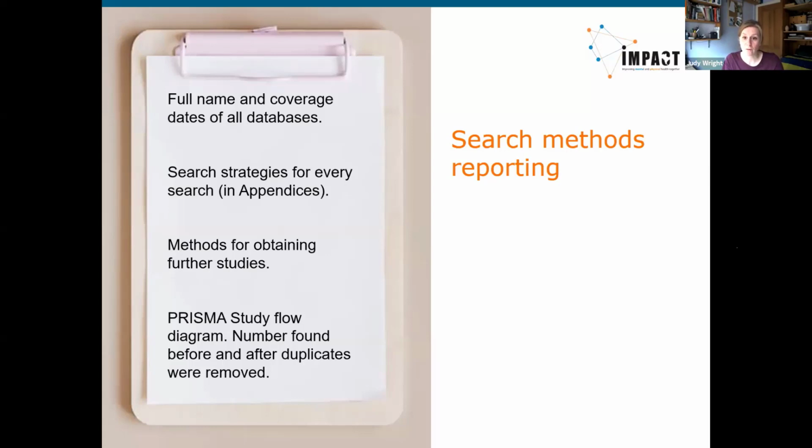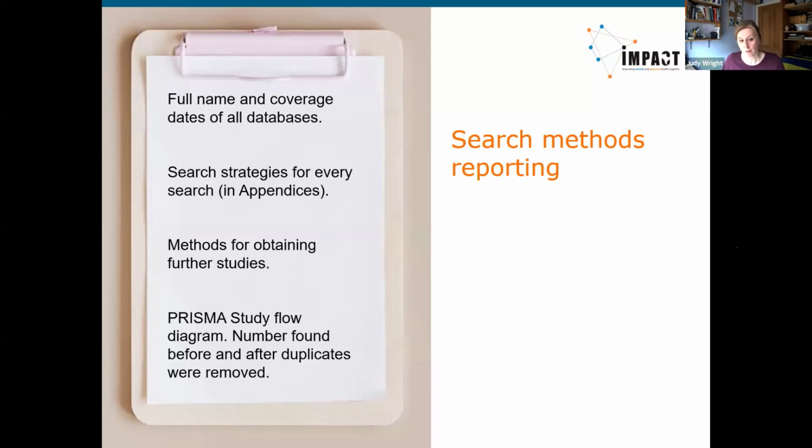I just have one folder that I keep everything to do with my searches in for systematic reviews, so there's just one place to look when I'm writing up. And that will also help you when you're writing up in your methods for obtaining further studies. You can put that detail in that folder.